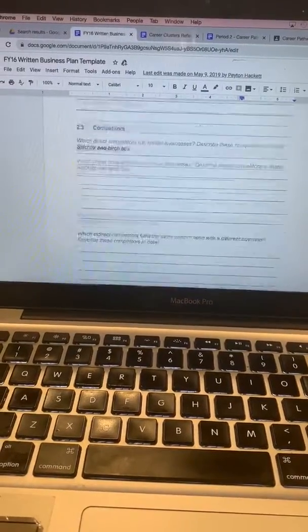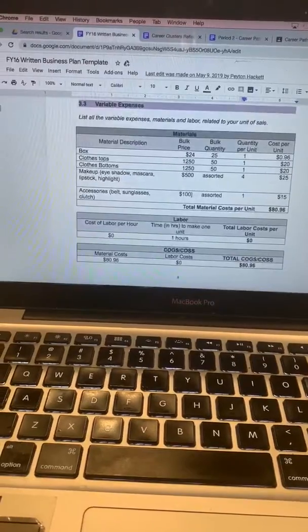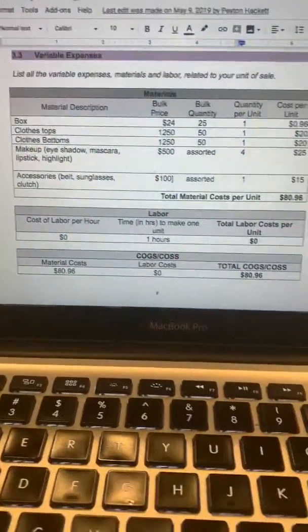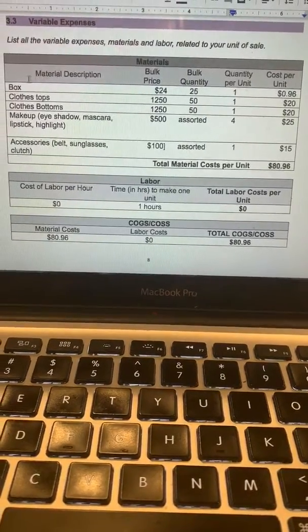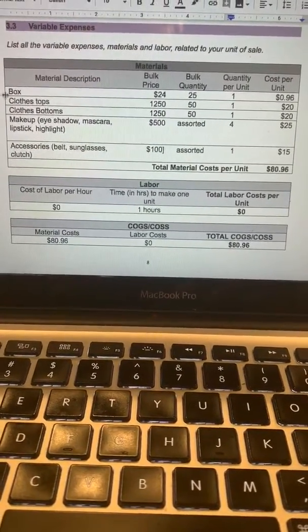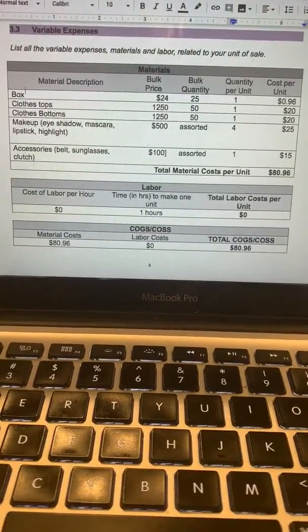Okay, so 3.3, and I hope this one has it laid out. Perfect. This one has it laid out. So here's an example of 3.3. For this particular business, these young ladies were doing a subscription box of, I think it was, a beauty box with makeup and stuff, and clothing and things like that.